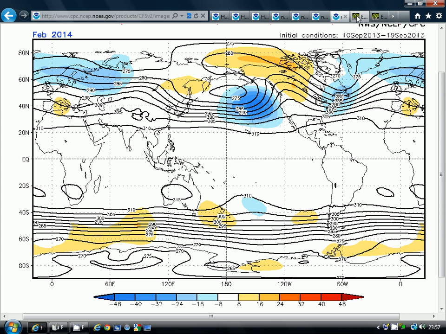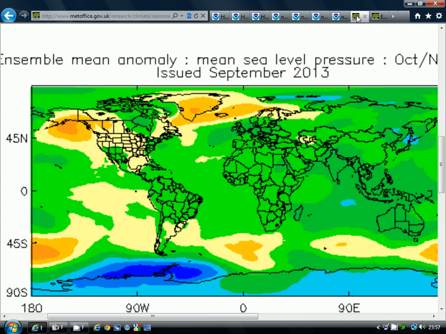CFS does wax and wane like this and swing about quite a bit. So we're going to have to wait and see. But I think it is backing off just at the moment a little bit from that signal. Nevertheless, that's a cold-looking January.